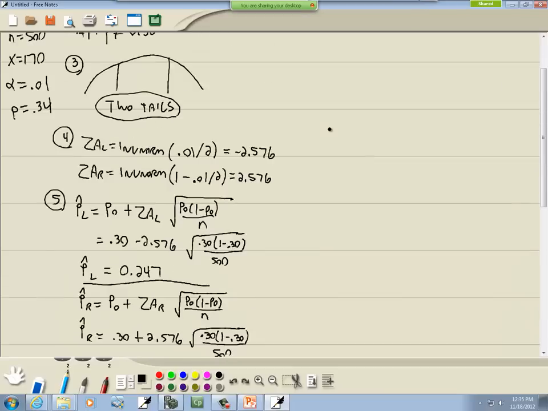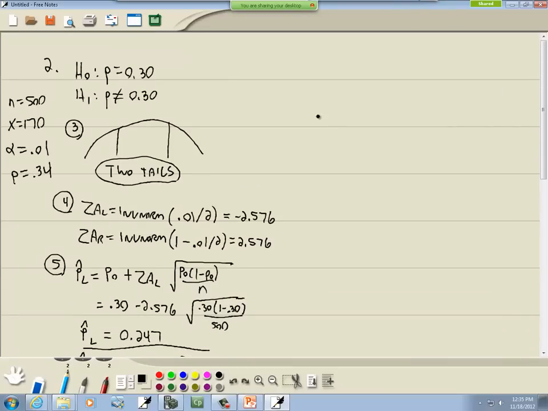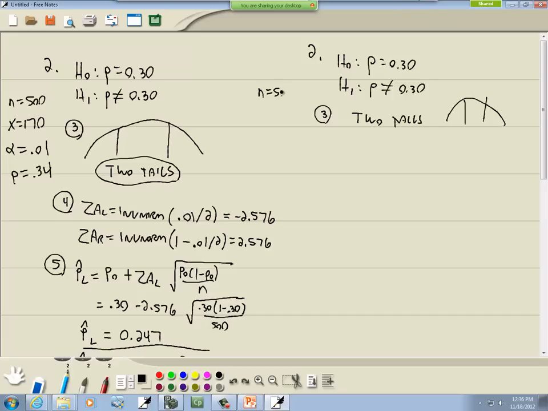Okay, let's go back and do this one by hand. So this first part is the same. I'll go ahead and write it down. And it's two tails. There we go. So N is 500, X we don't use, but I'll go ahead and write it down anyway, is 170. Alpha is 0.01. And P is equal to 0.34.